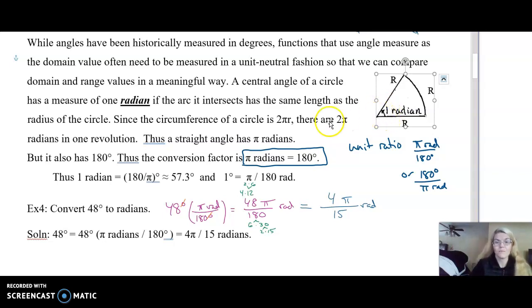So when you think about what's the circumference of a circle, the circumference of a circle is 2 pi r. So there's 2 pi of these arc lengths r. That means there's 2 pi radians in 1 revolution in a circle, right? Since there's 2 pi and 360 degrees, there's 1 pi and 180 degrees. And this is the unit ratio you're going to be using. We never talk about 1 radian equaling 57.3 degrees, or 1 degree being pi over 180 radians. We generally don't think about that. We think about this unit ratio.